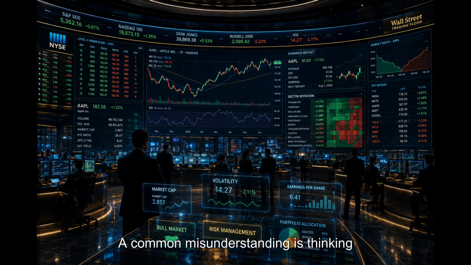A common misunderstanding is thinking accretion of discount is the same as market appreciation. It's not. Market appreciation depends on changing demand and prices. Accretion of discount is usually a structured increase tied to a fixed maturity value. Another misconception is thinking the gain only exists at the end. In reality, the value is gradually increasing the entire time.